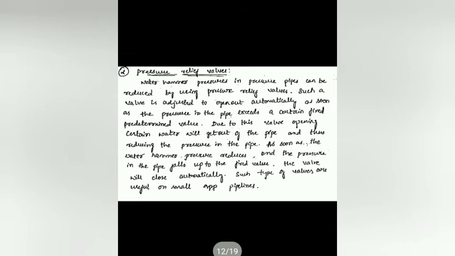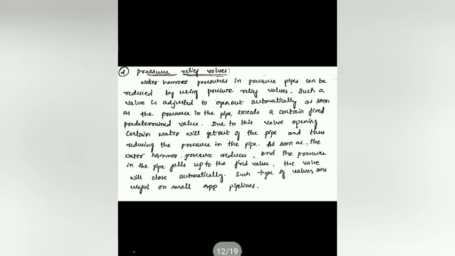Such a valve is adjusted to open automatically as soon as the pressure in the pipe exceeds a certain fixed predetermined value. These are used on pressure pipes wherever water is pumped. Because of the pumping activity, pressure in the water will be more. So in such pipelines, providing the pressure relief valve is good. Whenever the pressure is excess, pipes cannot withstand it. There may be a burst of the pipes.